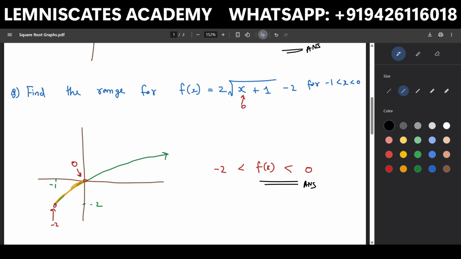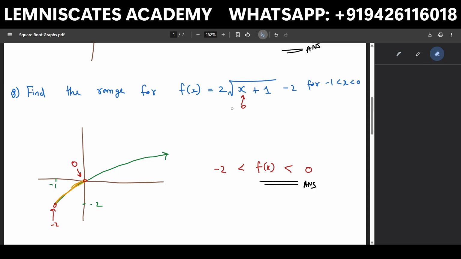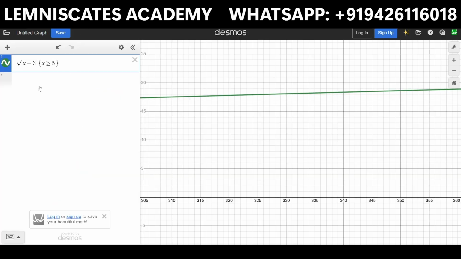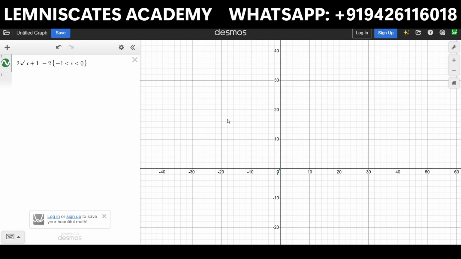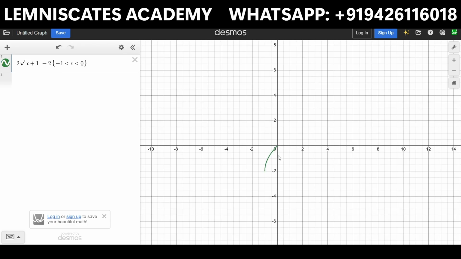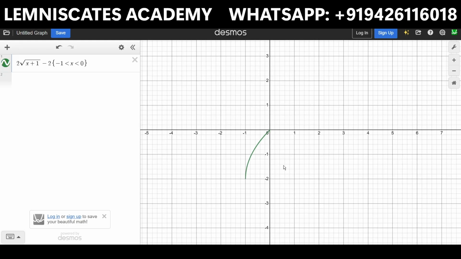Let's check it from the Desmos. 2 times square root of, of course I'll just delete this part so that it does not look ugly. So 2 times square root of x plus 1 and -2 outside. And the domain that we have chosen is something like this. So if I look on the graph, that is how the graph is going to look like, right? Starting from this point and then it keeps on going upwards.